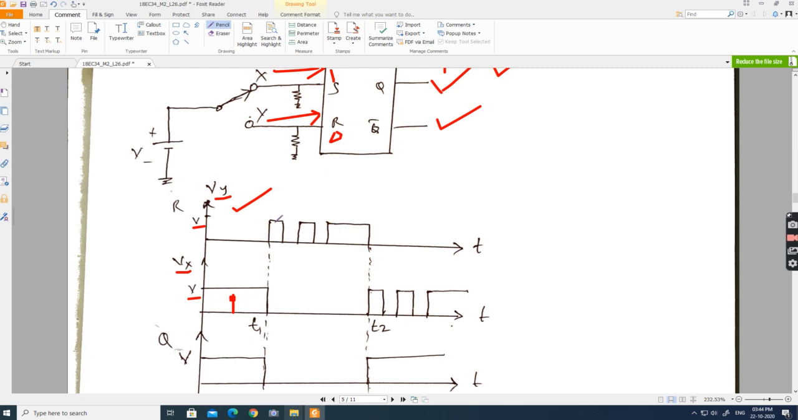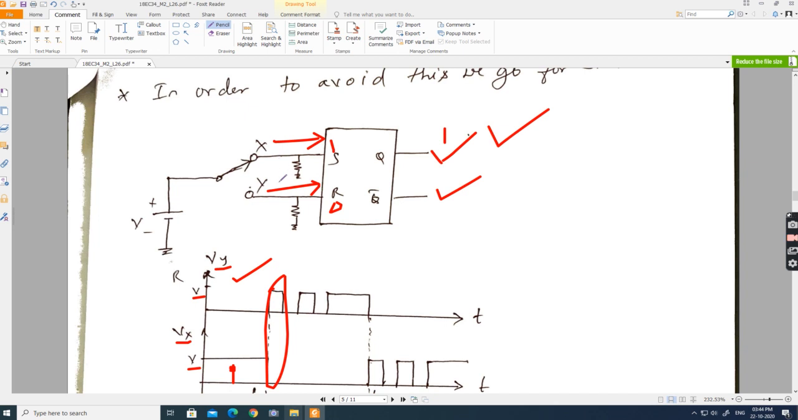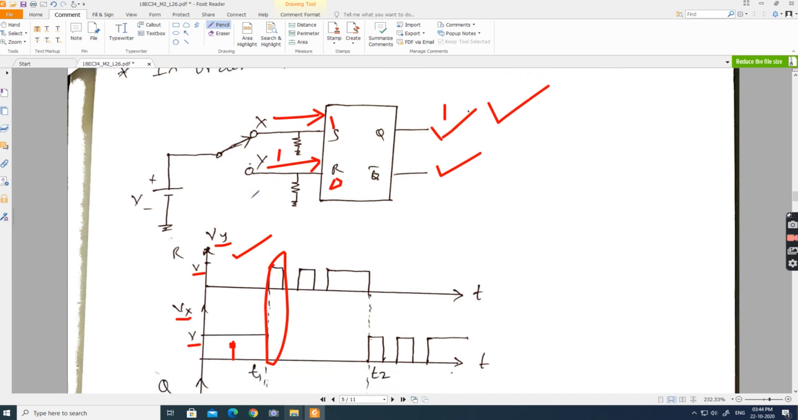Now at this point, check what will happen. What is the condition of R? Sorry, what is the condition of Y? Vy is 1. Y is 1. X is 0. X is what? X is 0. What will be the condition of the output? What will be the condition of the output exactly at this point?